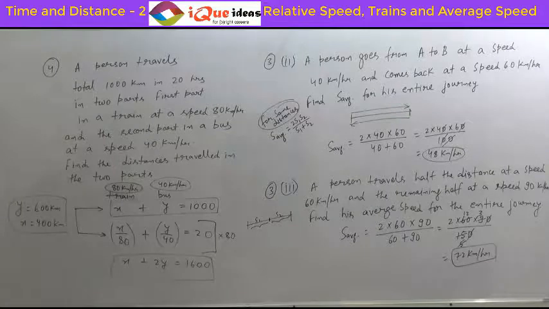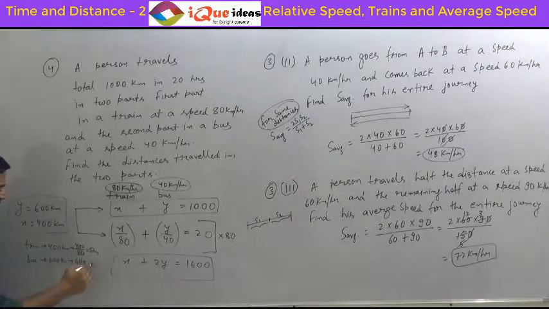So this is one way of doing this question. Then you can find the times taken. In the train, the person travels 400 kilometers, and the time taken would be 400 by 80, that is 5 hours. So obviously in the bus he should spend the remaining 15 hours. You can calculate separately also: 600 kilometers, the time taken will be 600 by 40, which is 15 hours. You can confirm the total time is 15 plus 5, which is 20 hours. So this is one way of doing this.